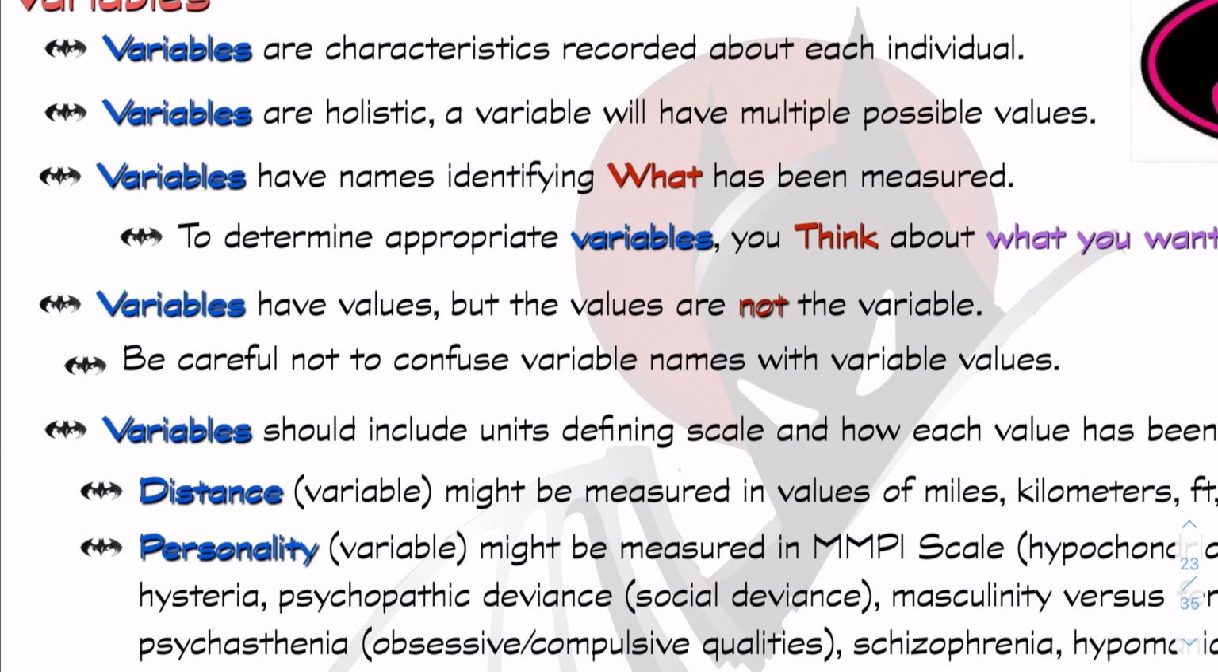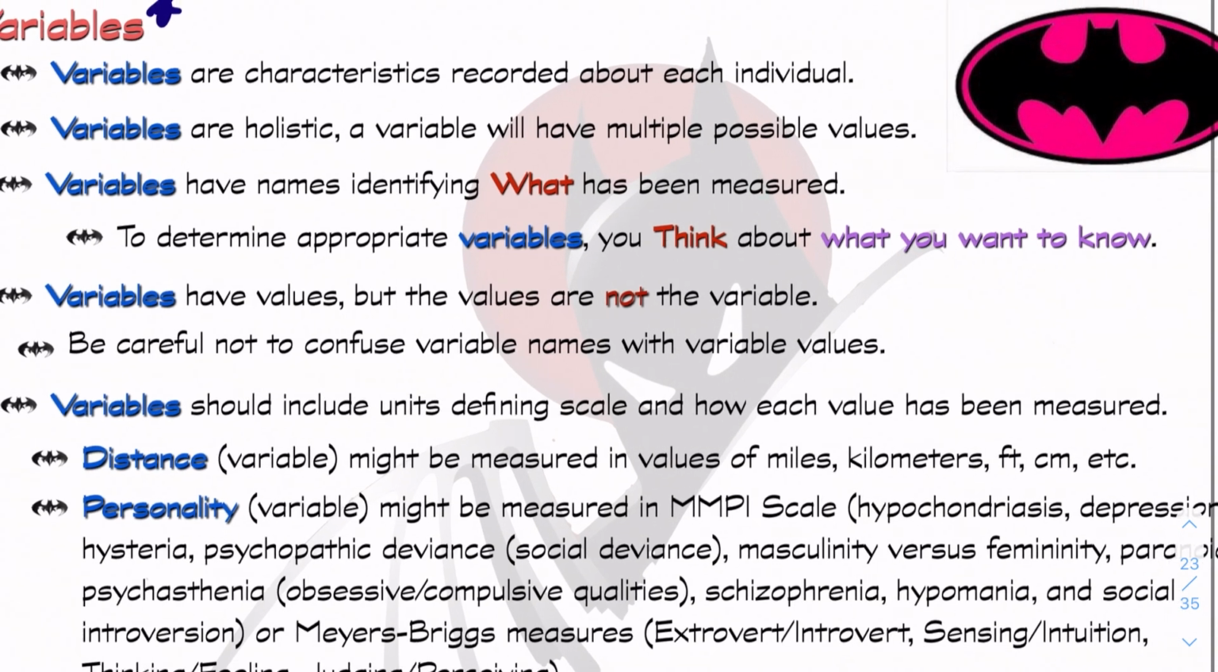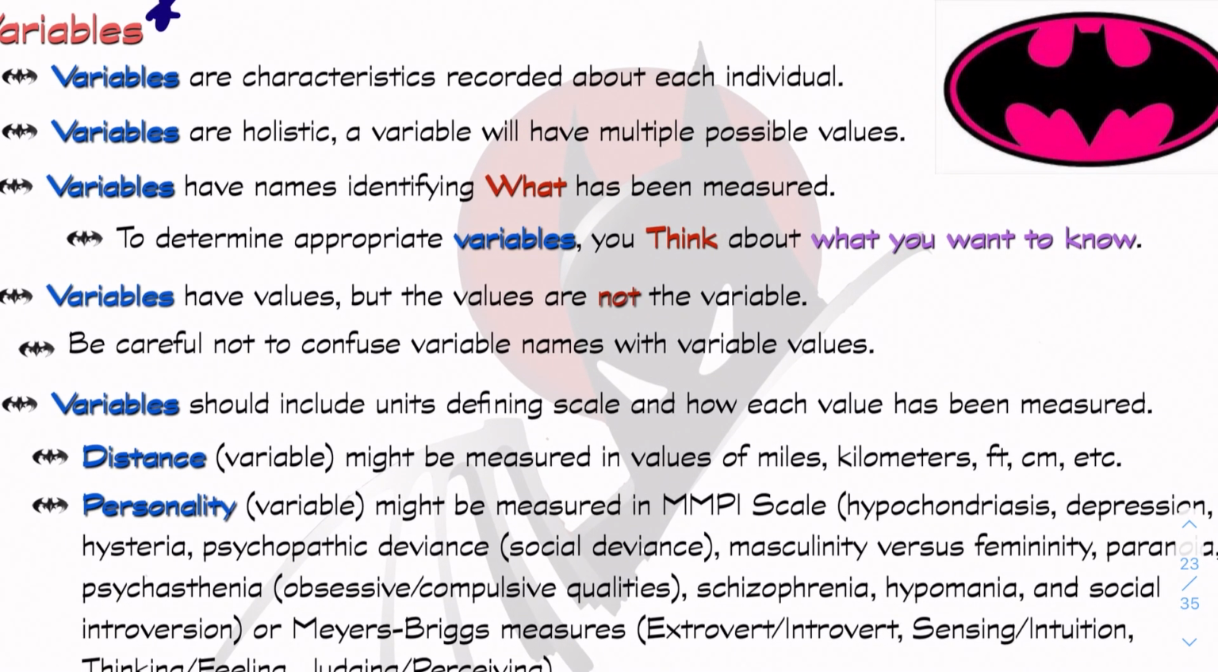To determine appropriate variables, you think about what you want to know. Variables are the incorporation of what you want to know. Variables have values, numbers, but the values are not the variable. I'll say that again: the variables have values, but the values are not the variable. So be careful not to confuse variable names and variable values. Variables should include units defining scale and how each value has been measured.